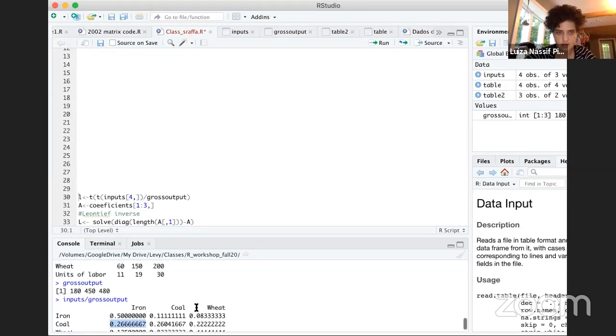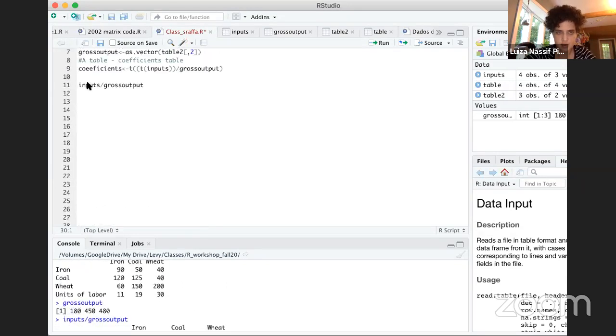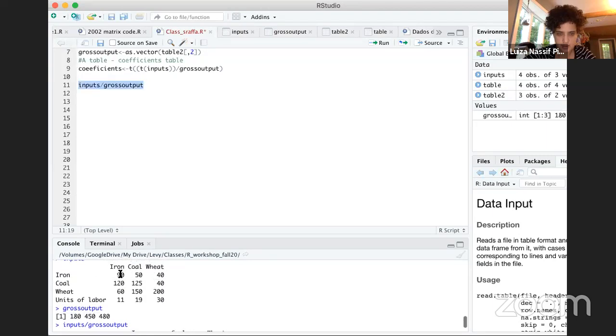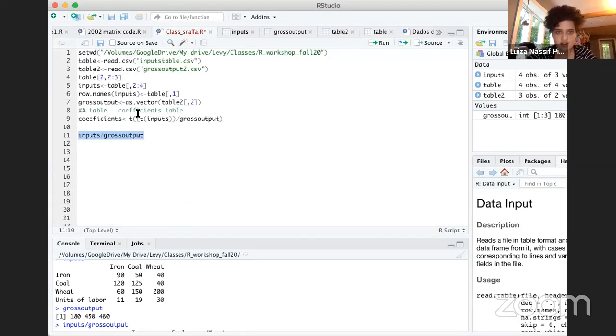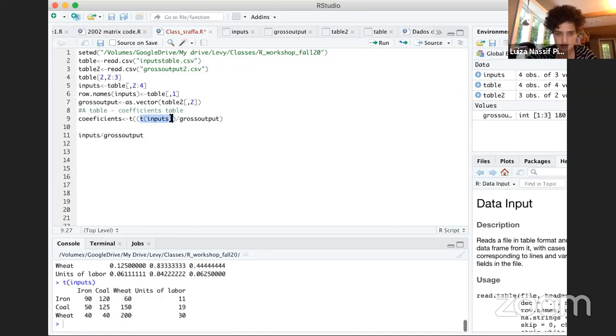What this is doing, when I just say inputs divided by gross output, is taking each one of these and dividing this by that, then this by that, then this by that, and then it goes back. It's a very weird thing. It doesn't really do what you want. So you need to first transpose your inputs and then divide by the gross output. Then it's going to do it correctly.